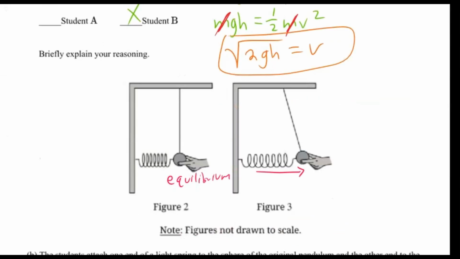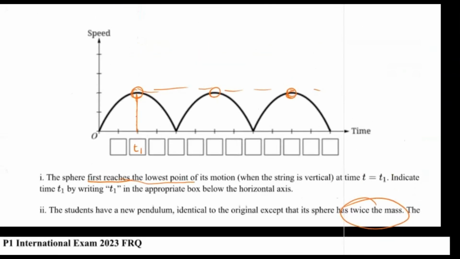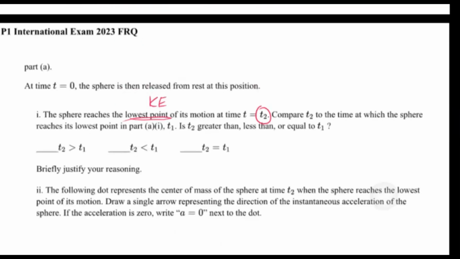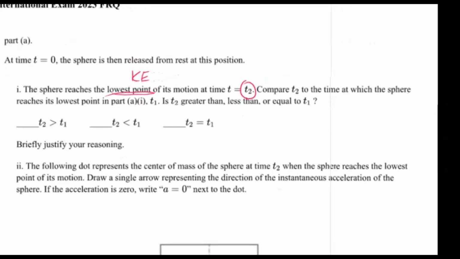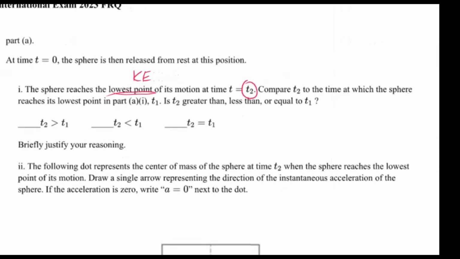So T1, let's remind ourselves, is this time right here, and this time right here. And we want to know what T2 is in comparison to that. So let's just write out what we know.